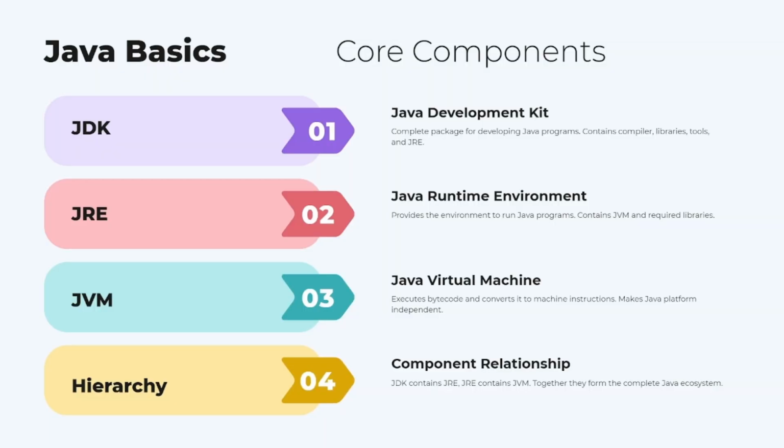Before jumping into the execution process, let us now understand the core components of Java architecture. It includes Java Development Kit, JDK, Java Runtime Environment, JRE, and Java Virtual Machine, which is commonly known as JVM. Later, we will study their hierarchy, which describes the execution flow.